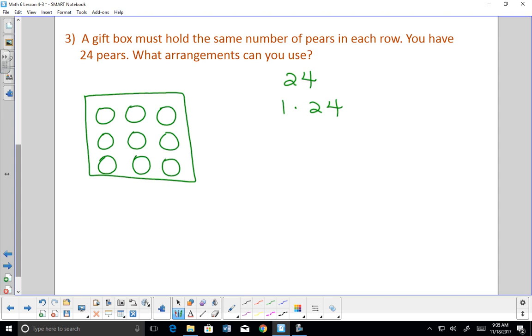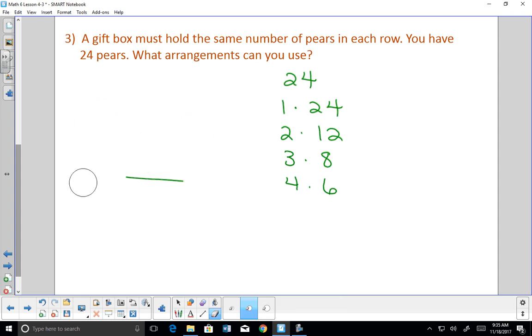Okay? I could have 2 rows of 12 pairs. I could have 3 rows of 8 pairs. I could have 4 rows of 6 pairs. Okay? Which means I could also have 6 rows of 4 pairs, 8 rows of 3 pairs, 12 rows of 2 pairs, and 24 rows of 1 pair, which would be the same thing. Okay? It's just the difference between these is which direction the rectangle is.